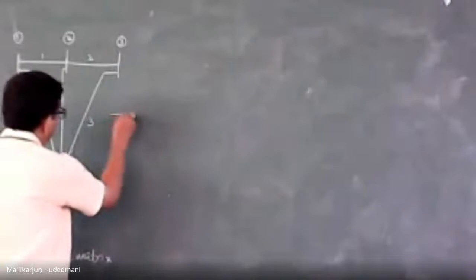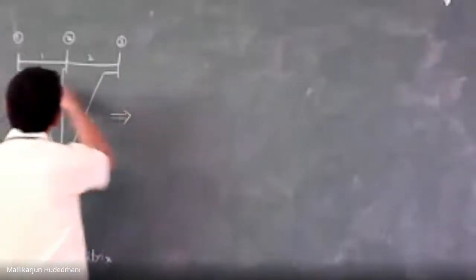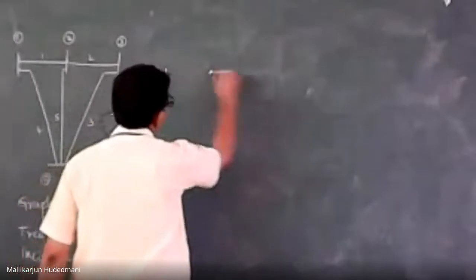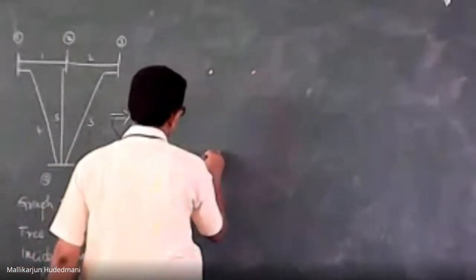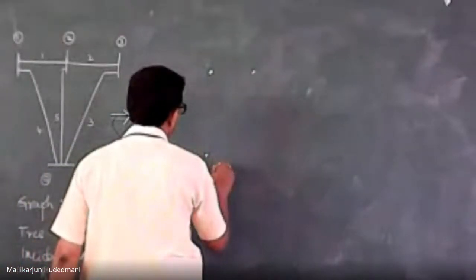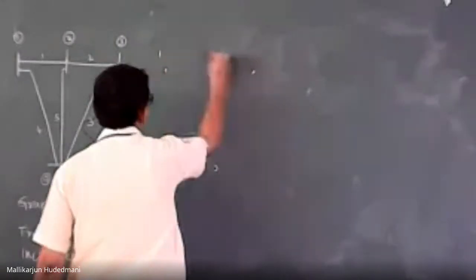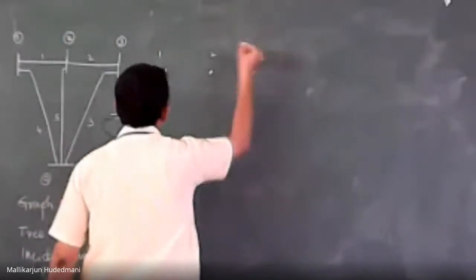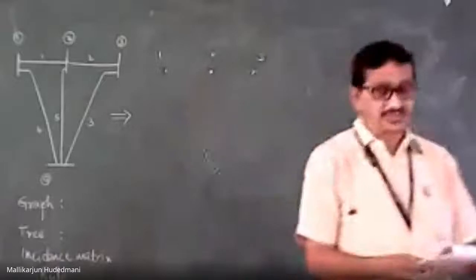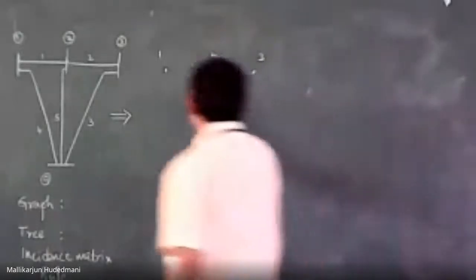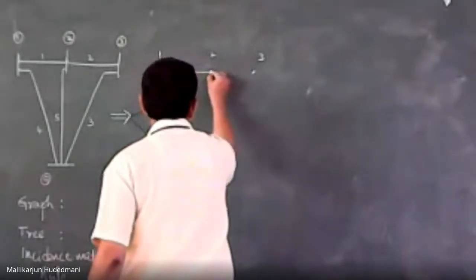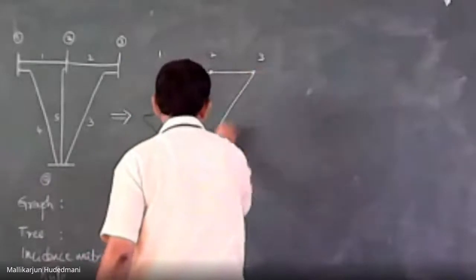If I want to represent it graphically, how many nodes or buses are there? 4. I put a dot here, like this, I put a dot. I call them 0, 1, 2, 3. Then I'll just connect them, one by one. There is an element, connect it, connect it.